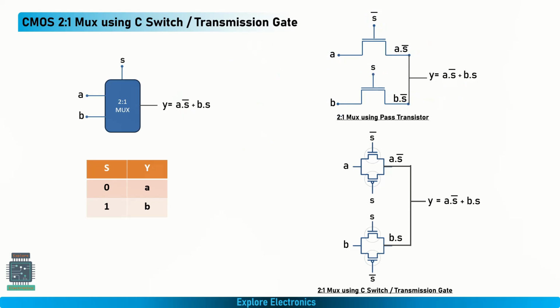Now this circuit will act as a 2:1 MUX. The two inputs are A, B and the single control input is S, right? And remember this is B into S.